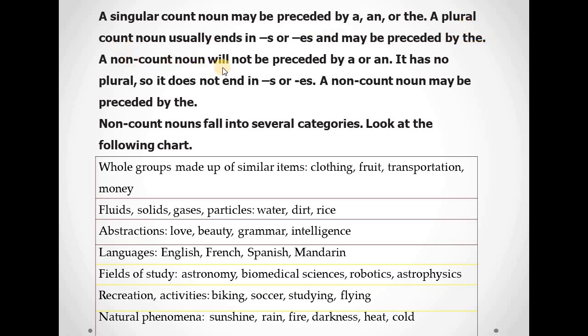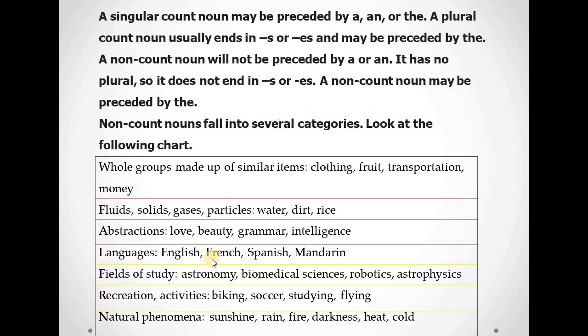Now, a non-countable noun will not be preceded by a or an. So we can't say a sugar. No way. It has no plural, so it does not end in s or es. We can't say sugars. We can't say rices. That's wrong. A non-countable noun may be preceded by the. So the non-countable noun and the plural countable noun may be preceded by the.